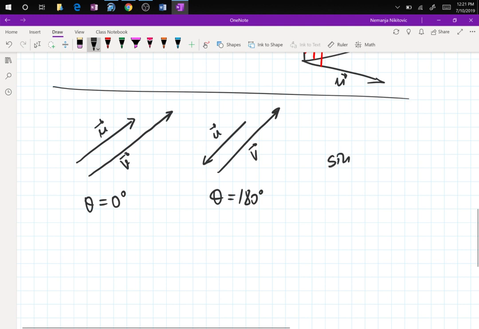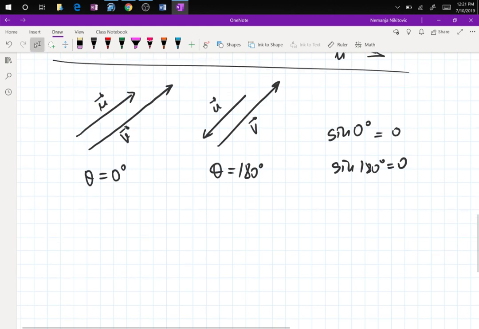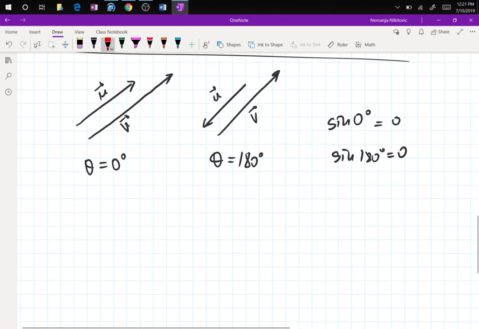Well, sine of 0 degrees is 0, and sine of 180 degrees is also 0. Therefore, you can see that cross product can detect parallel vectors. So we can write one of those cute theorems with if and only if.